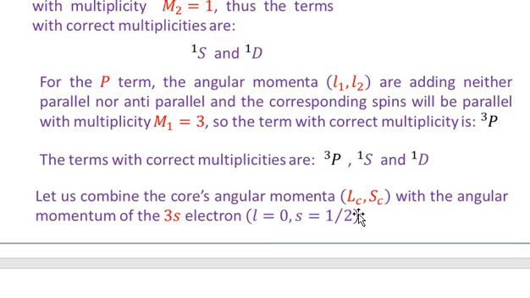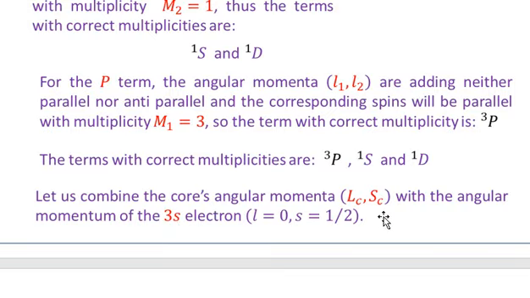LC stands for the core orbital angular momentum and SC stands for the core spin angular momenta. So I shall be combining these angular momenta with the angular momentum of the 3s electron, which is designated as L is equal to 0 and S is equal to half. L is equal to 0 for the S term, and S is equal to half is actually the spin quantum number of the one electron that is contained in the 3s orbital.